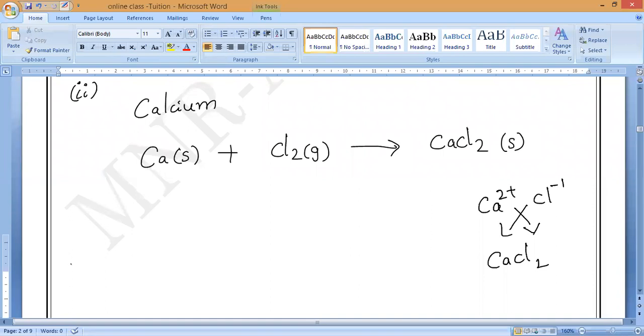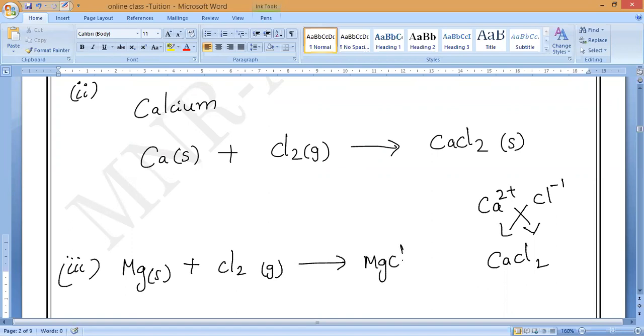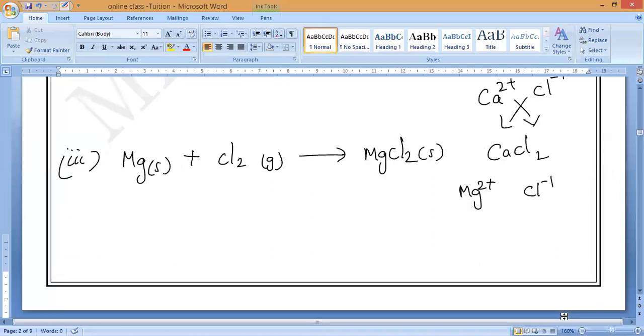Magnesium is in solid state, reacting with chlorine gas. What do we get? MgCl2, in solid state. So what is the ionic product? Mg2+ and Cl-. Mg2+ will combine with Cl-, which will give you what?